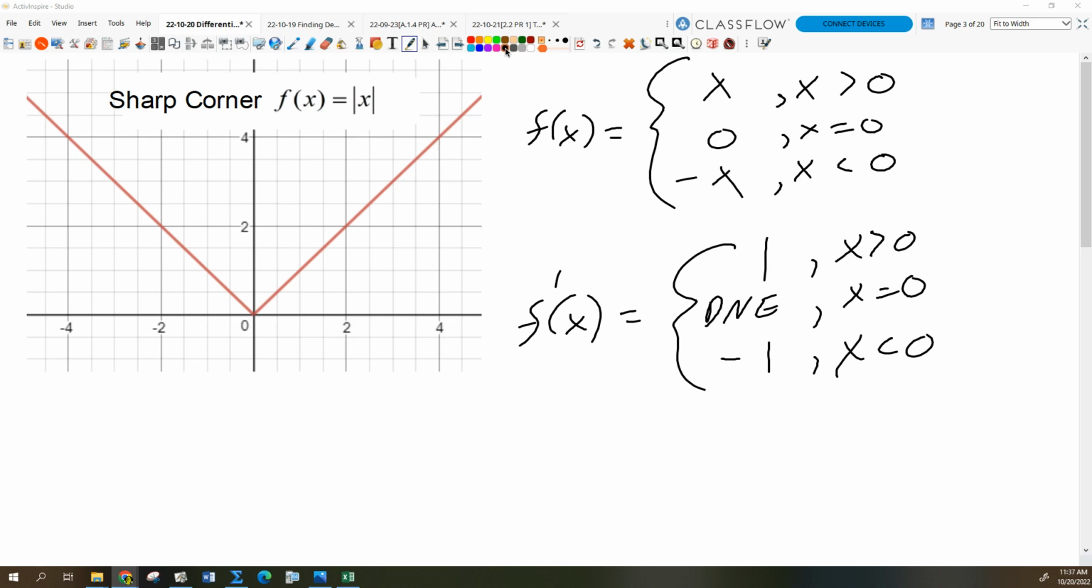Okay, so there is no derivative there. And again, our justification for that moving forward is just that it's a sharp corner. The derivative from the left is not equal to the derivative from the right.